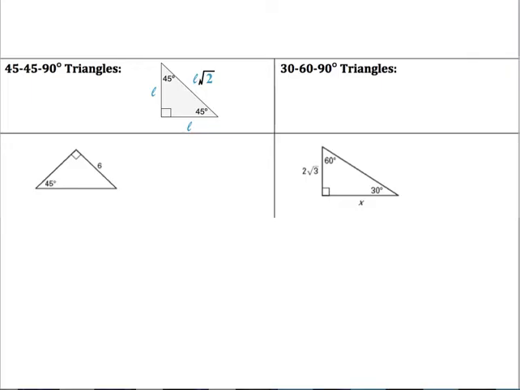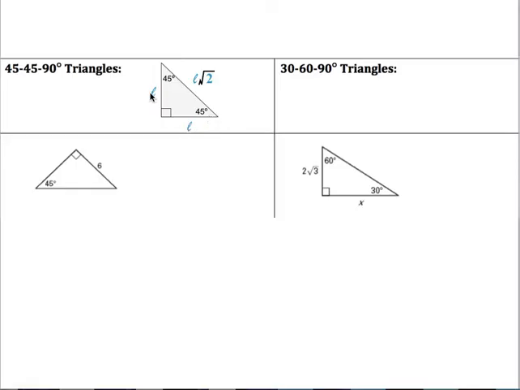Then there are the special right triangles. There's really 2 special right triangles. Go ahead and copy this picture in the 45, 45, 90 box. That's your first special right triangle. Anytime you have a 45, 45, 90 degree triangle, it's going to be a type of isosceles triangle. Because if you have 2 matching angles, then you have 2 matching sides.